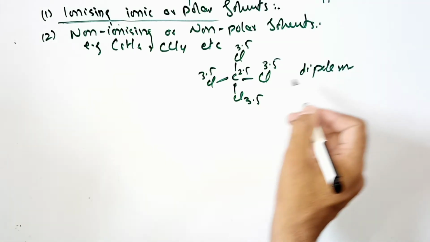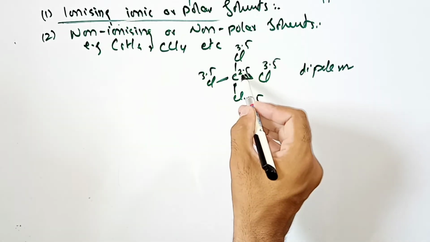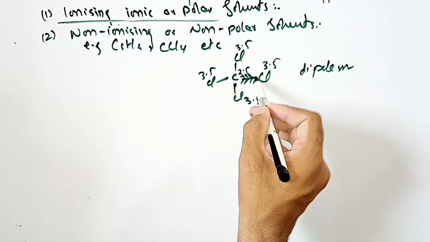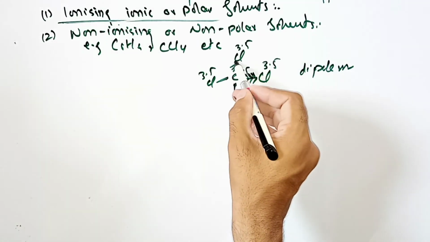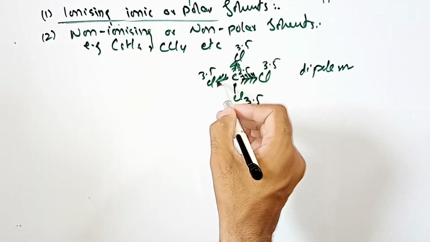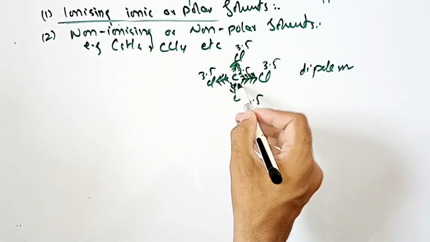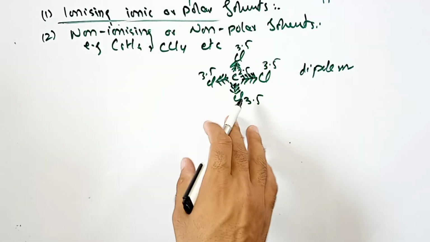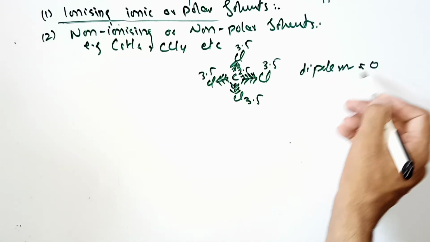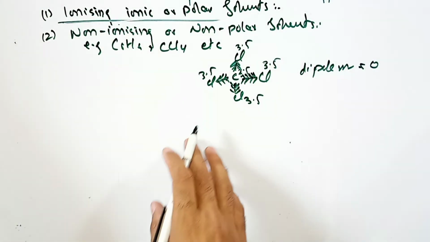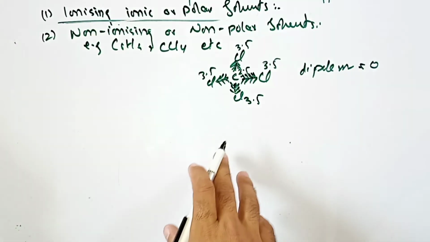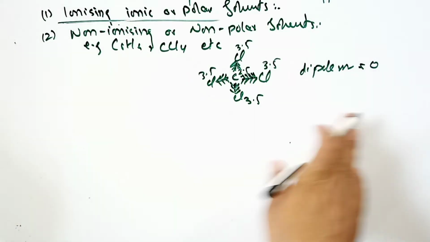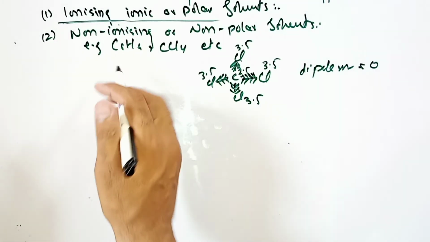The dipole moment is 0 because there is a dipole moment in this direction, a dipole moment in this direction, a dipole moment in this direction, and a dipole moment in this direction. So the net resultant dipole moment is 0. That's why it can be considered a non-polar solvent and is categorized among the non-polar solvents. So I hope it will be clear.